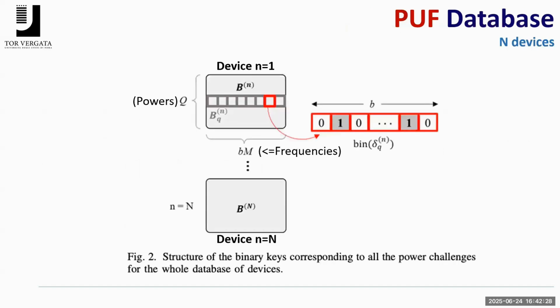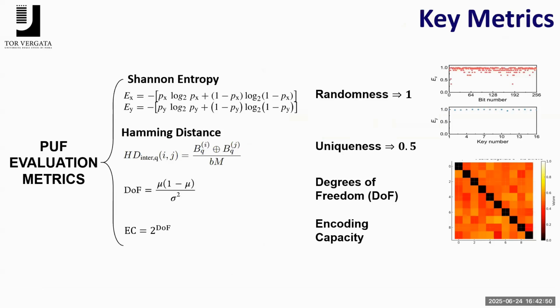So what we have is a database, if we have many devices, where each block is a block of ones and zeros. The rows are related to the power challenges, and the columns are related to the frequency. We can use all this information or a subset.